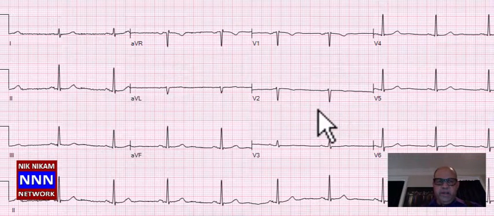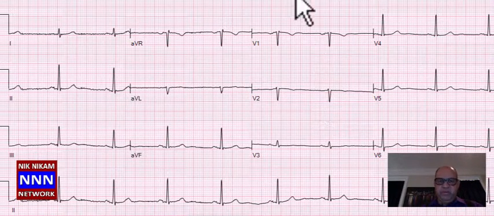So this could be related to lead misplacement or lead positioning, especially if it's a female patient. You always want to make sure that you place these leads below the breast so you can capture the positive deflections coming from the heart.